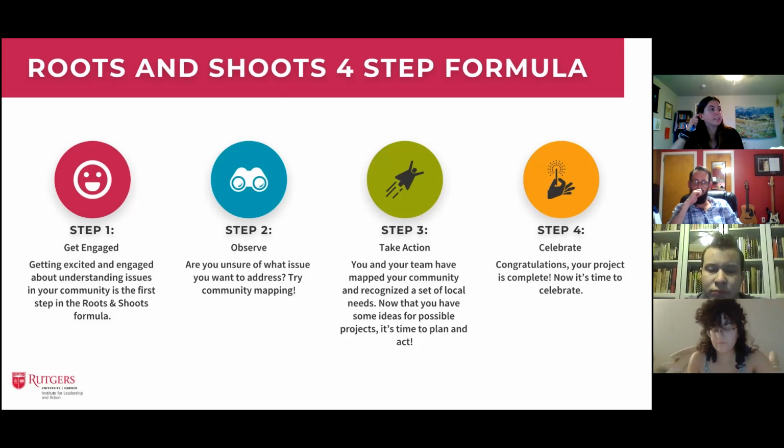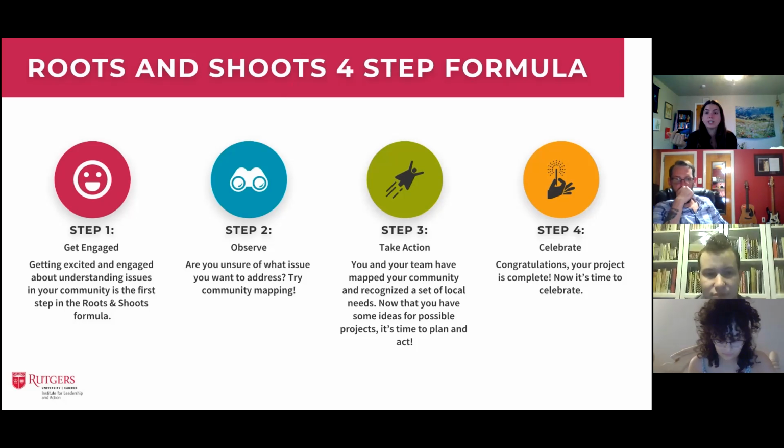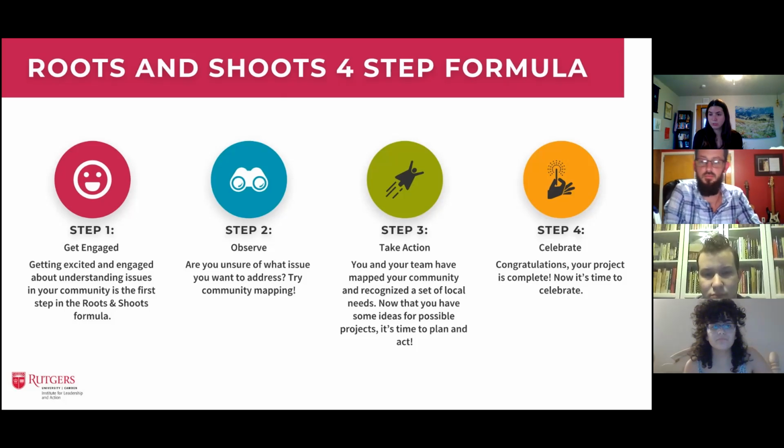So this is another example of a problem-solving 4-step formula, but it's more broad. They actually want you to apply this formula to solving a specific problem in your community. It's very interesting. So the first step is to get engaged. You want to get excited and engaged about understanding issues in your community. Before you can even start going about how you're going to solve the problem, you want to know what the problem is that you're going to address.